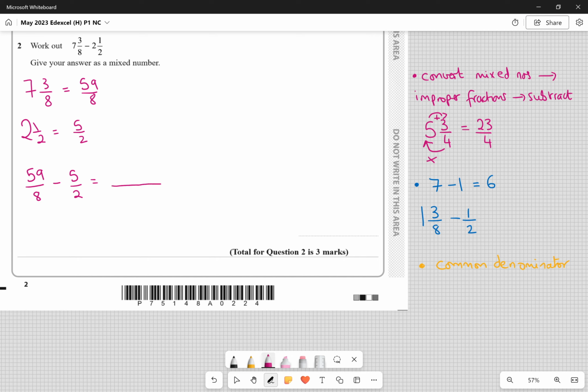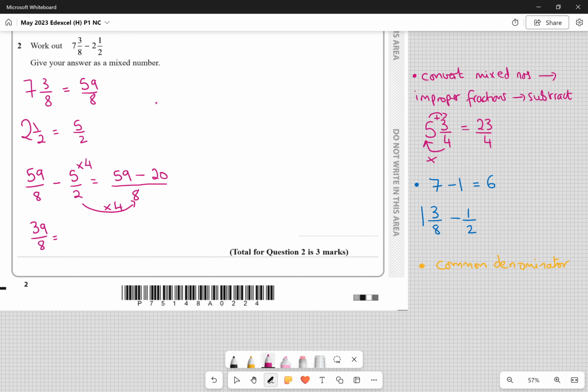Now remember I said that I'm going to look at the larger denominator, and if that is a multiple of the other denominator, then I'm going to use it as my common denominator. So 8 will be my common denominator, and because my denominator has remained the same, the numerator on top of that will remain the same. We're subtracting. Now, how did we get from 2 to 8? We multiplied by 4, so we have to do the same thing on top. So 5 times 4 is 20. 59 minus 20 is 39 over 8.